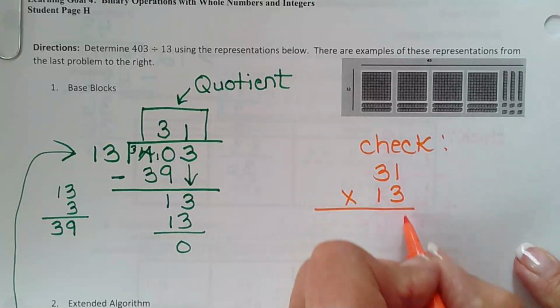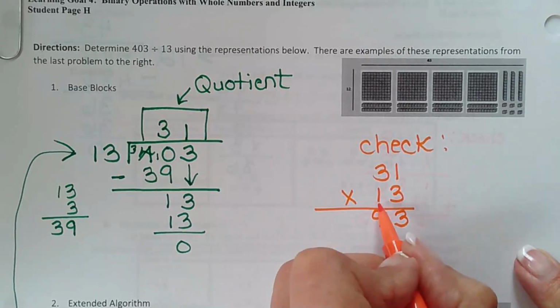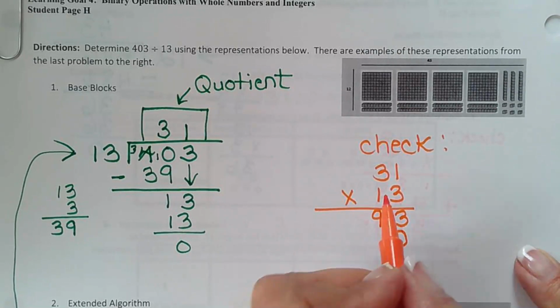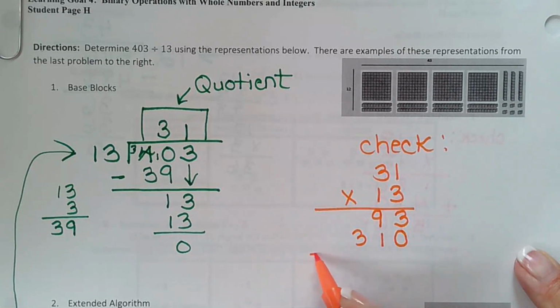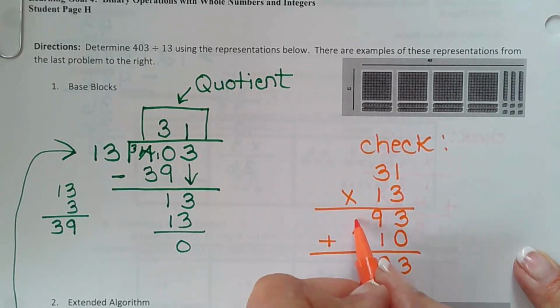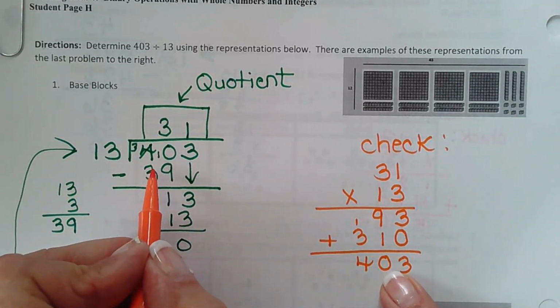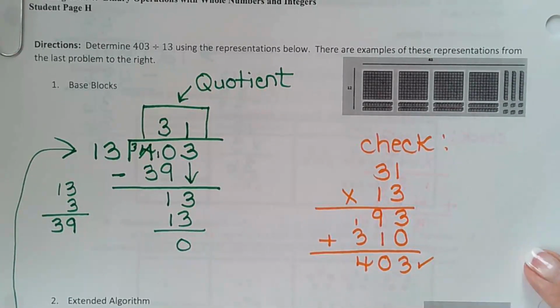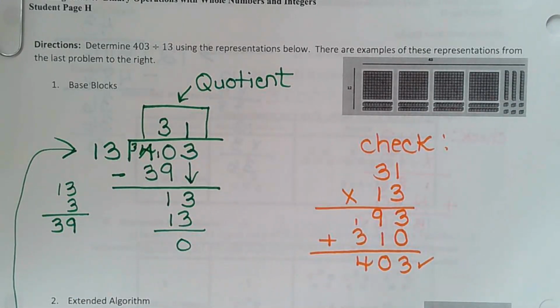Okay, so let's check this one. So 1 times 3 is 3. 3 times 3 is 9. We have another row, so we bring down our 0 at the end. 1 times 1 is 1. 1 times 3 is 3. Add the two lines. 3 plus 0 is 3. 9 plus 1 is 10. Carry our 1. And ding, ding, ding. We did it. So we know without a doubt 31 is our quotient. And we can walk away and go, yes, I got it right.